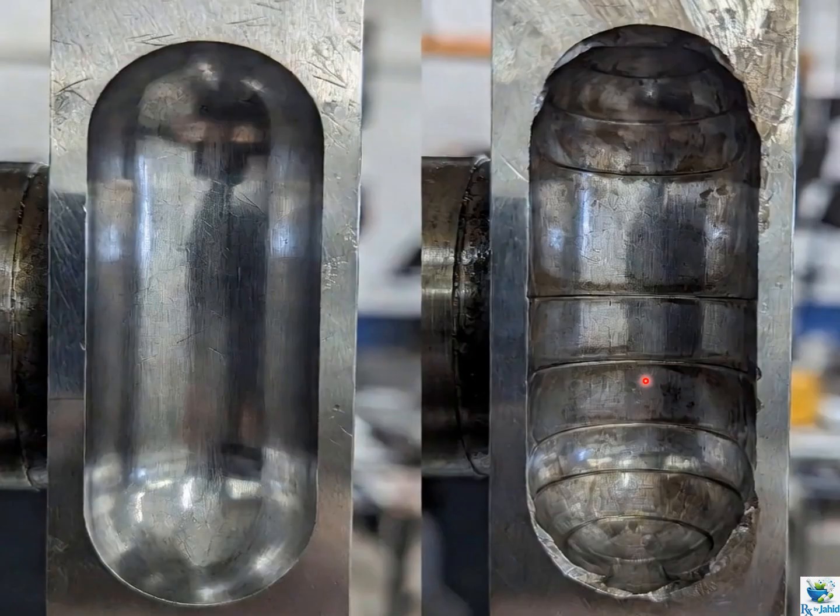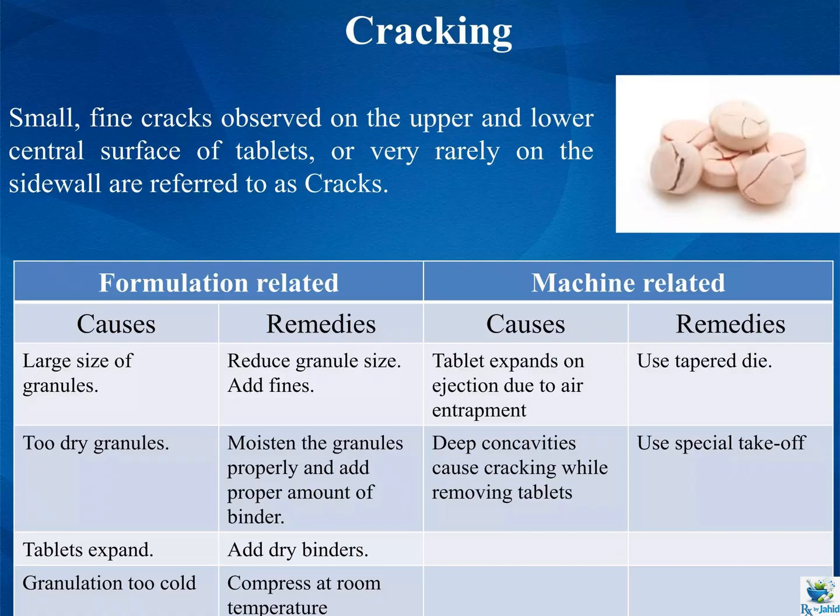So this shows the reason for tablet chipping. So the groove of the die is worn at this place. That's why chipping occurs when the tablet is pressed in this location. Our next tableting problem is cracking.